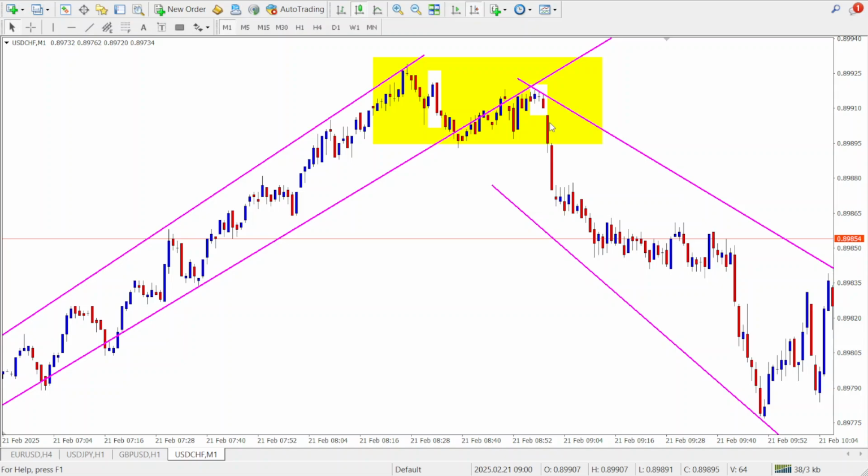Then also ensure that you align with institutional order flow. Once you have spotted the market structure shift and you have seen price action confirmation, make sure to check the overall flow of the market. Are there large institutional moves happening in the same direction? If so, you are in a good position to ride the wave.